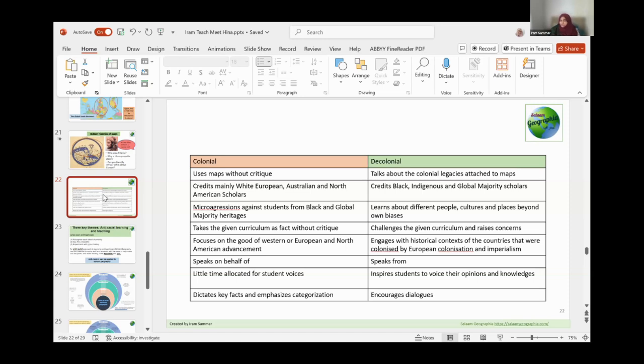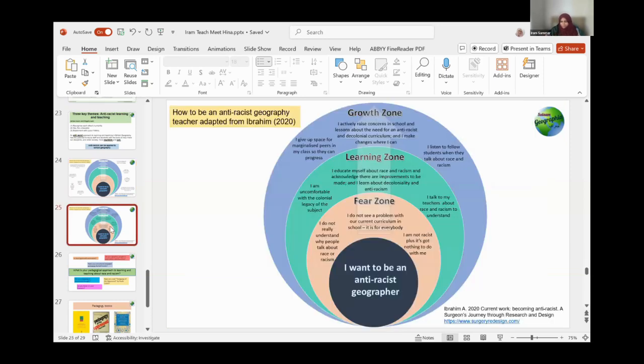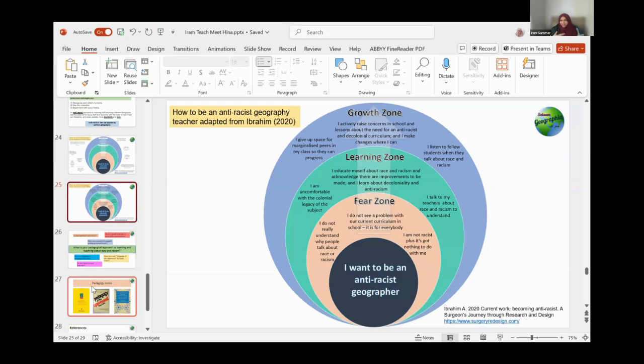So being decolonial would be learning about those different people, cultures, places, and going a little bit beyond your biases. If you want to know more about how to become an anti-racist geography teacher, you can read my article on this. I explain this concentric model for you so that you can actually see where you are in your own journey into being more like an anti-racist geography teacher.